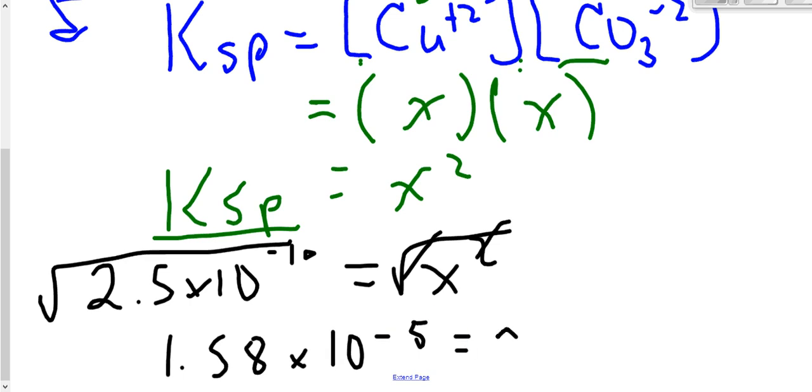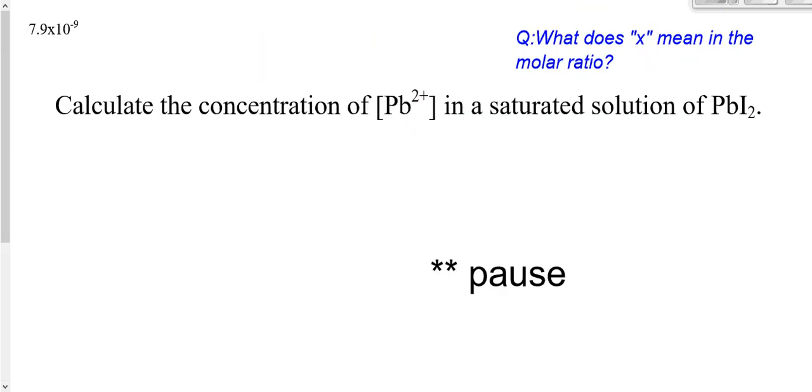That is equal to x. This value is the solubility of copper carbonate. So this value is going to come out in moles per liter, and it will be the solubility of the copper carbonate. We've completed the math, and I've looked at what the value of x means. Let's take a look at another example.